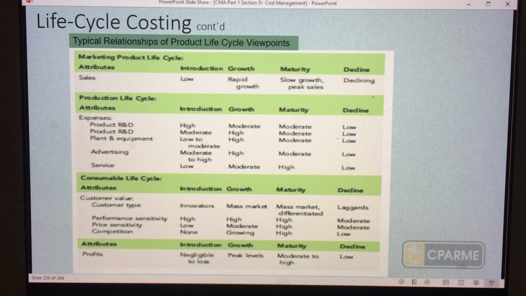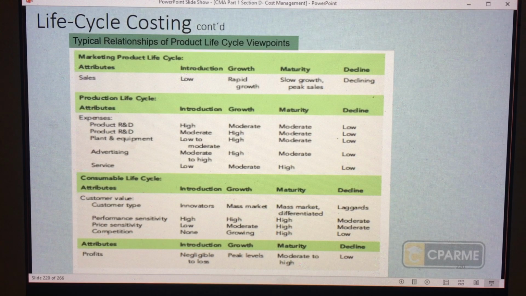Kasi sometimes, full ang ating efforts for R&D before we start or before we introduce the product into the market. Low ang PPE or the use of your PPE expenses on the introduction kasi we do not expect generation ng maraming products dito.